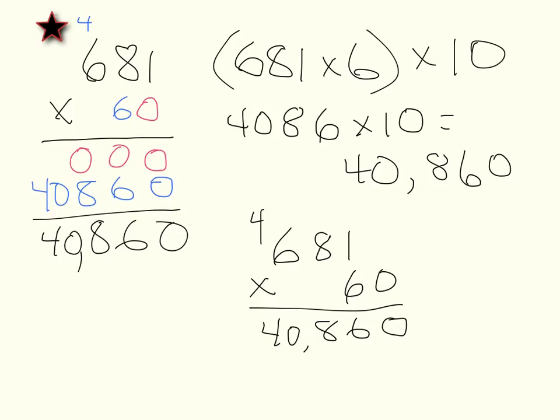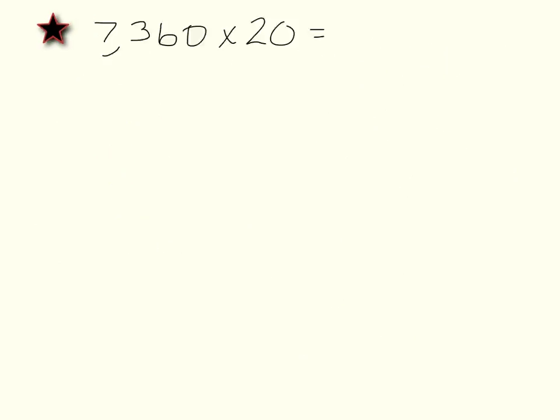All three ways give you the same answer. Just again, be consistent and don't get yourself confused. You pick one of the methods to multiply these two numbers that have zeros in them.